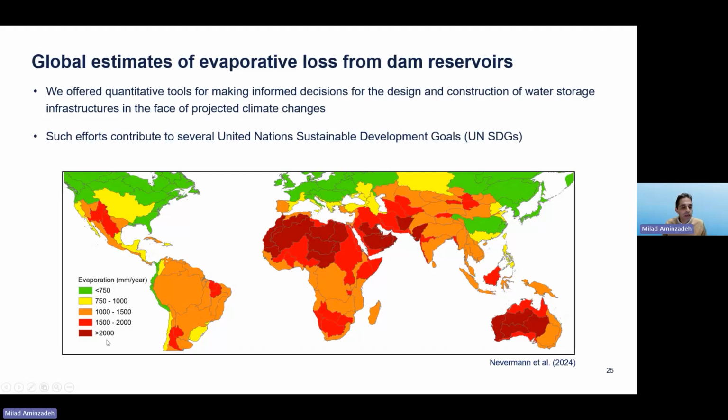In some of them, evaporation goes even more than 2,000 millimeter per year. What does it mean? Shouldn't we make any reservoir in those basins? Of course, this is not the message. The message is that we need to be careful about this often ignored impact of evaporative losses.